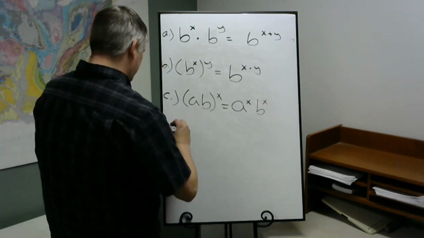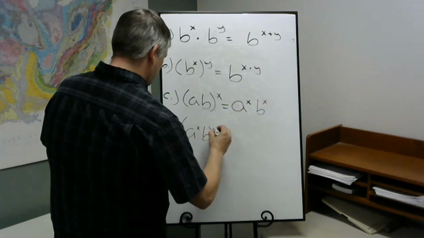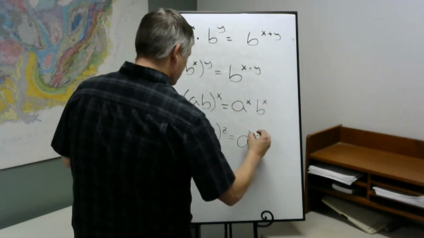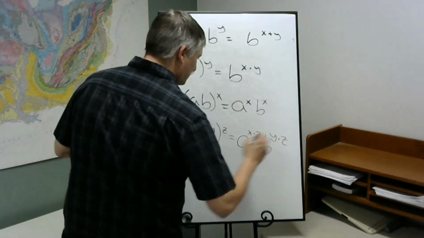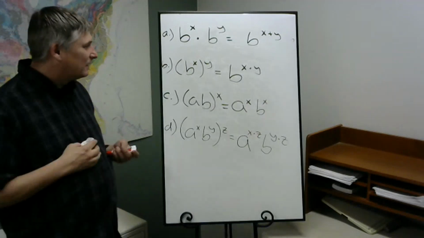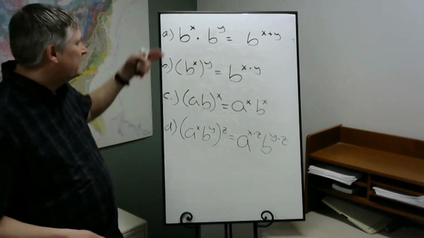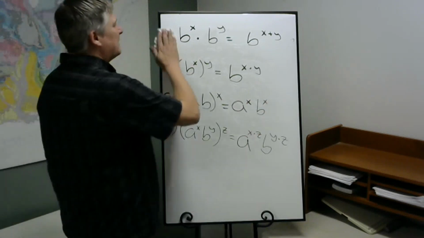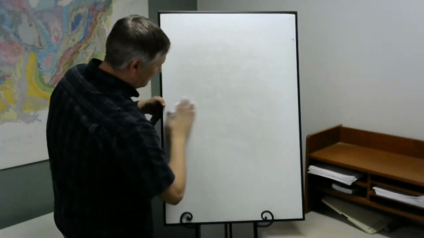But if we have something a little more complicated, we're going to get something like this. So I'm going to do some examples and just illustrate how each of these properties work for exponents. And then again, we'll take a look at logarithms after these.